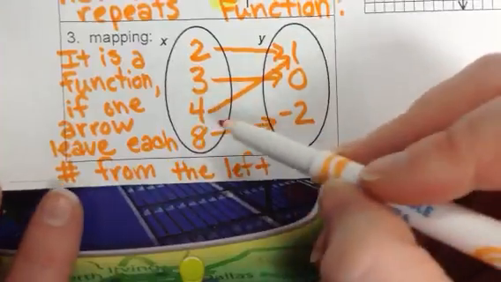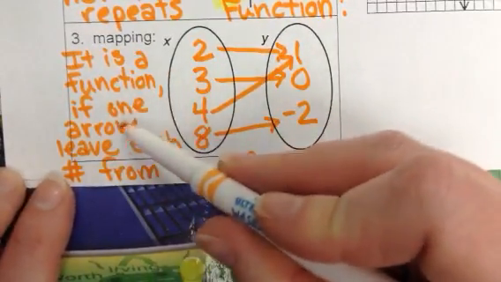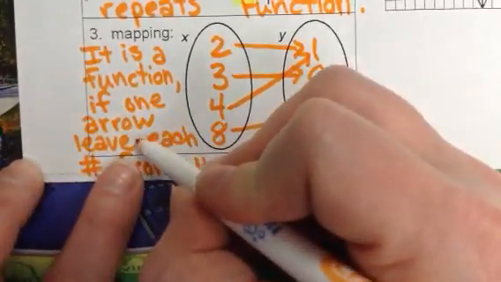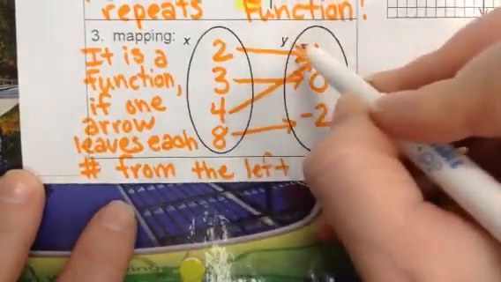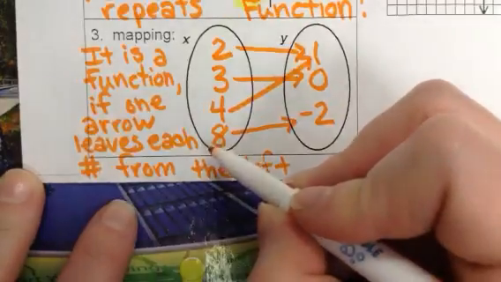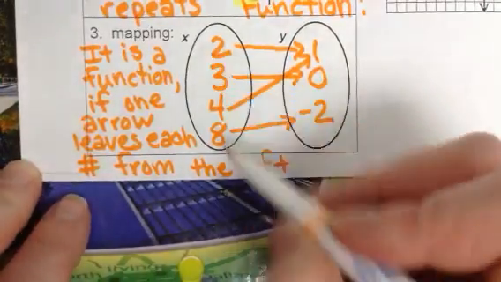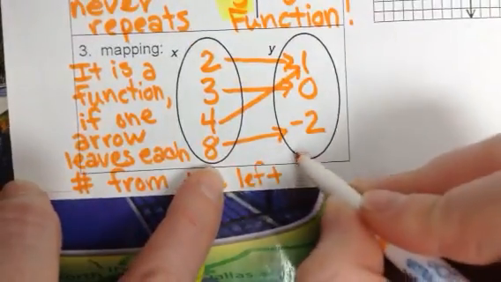So since this is a mapping, I know that it is a function if one arrow leaves each number from the left. 2 had one arrow, 3 had one arrow, 4 had one arrow, 8 had one arrow. Therefore, each of these x's does only have one y. So this is a function.